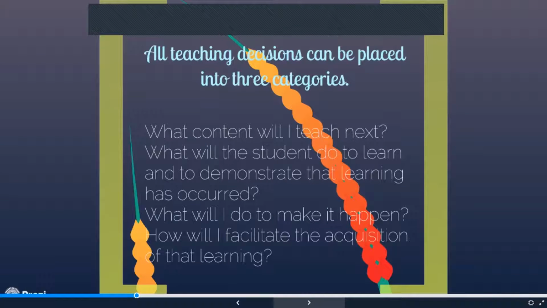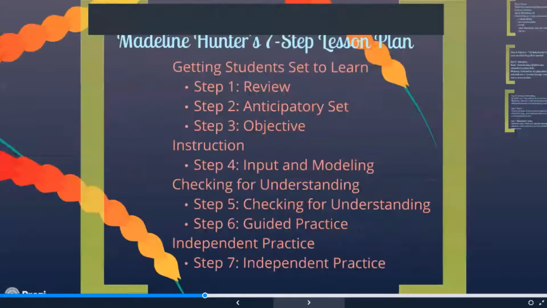So all teaching decisions can be placed in 3 categories. What will I teach? What will the student do to learn and demonstrate that learning has occurred? And what will I do to make it happen? How will I facilitate the acquisition of learning? And Madeline Hunter has 7 steps of a lesson plan. So she starts with review, anticipatory set, objective instruction, input and modeling, check for understanding, check the guided practice and the independent practice.